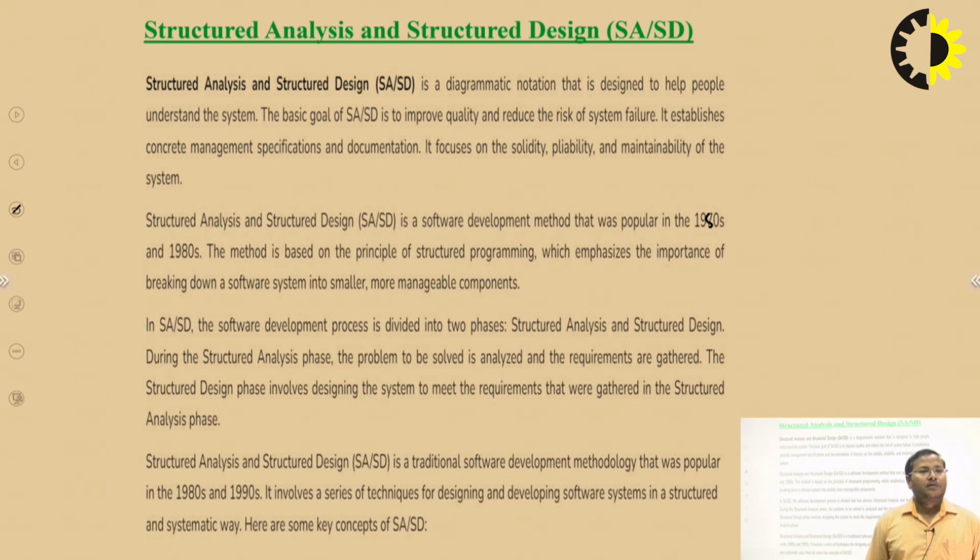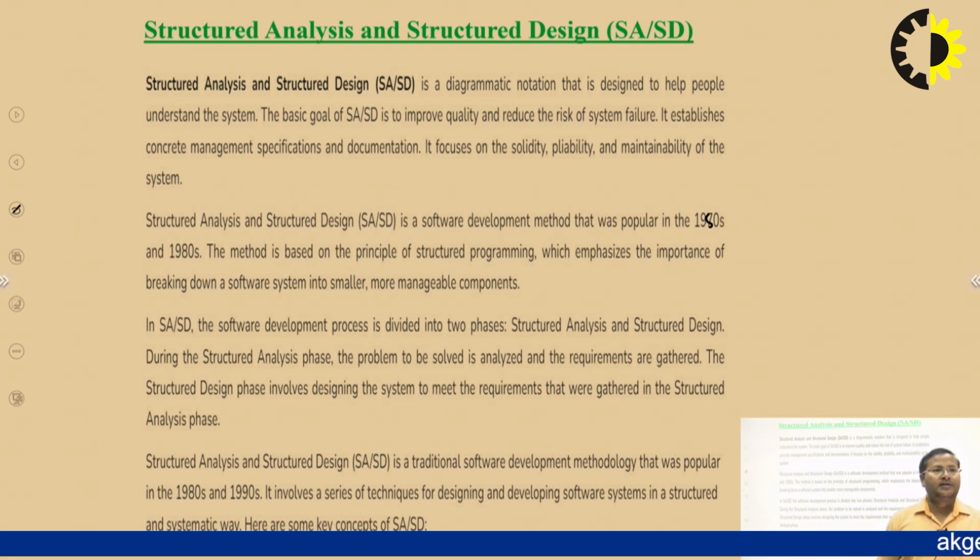Now, the next important topic related to this is structure analysis and structure design, in short called SASD. Structure analysis and structure design is a diagrammatic notation designed to help people understand the system. The basic goal of SASD is to improve quality and reduce the risk of system failure. A risk is a potential danger that may or may not occur, but if it occurs, it creates problems in the development of the software system. So quality can be improved and risk can be minimized by using structure analysis and structure design.